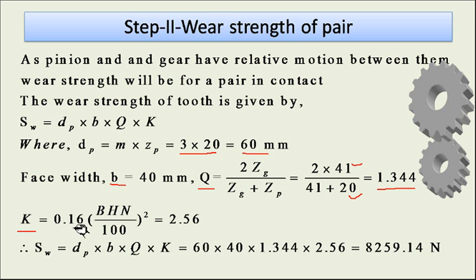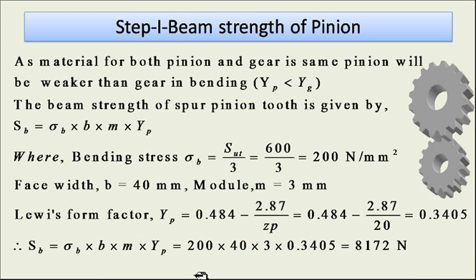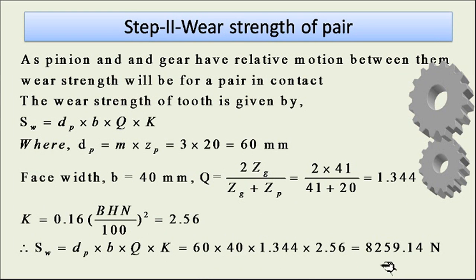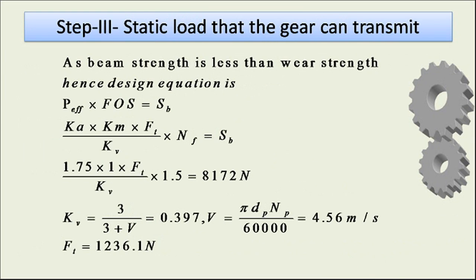And load stress factor K is 0.16 into BHN by 100 bracket square, so it is coming out to be 2.56. If I put all these values here, that is dP, B, Q and K, I will be getting the value as 8259.14. Here if I compare the beam strength and the wear strength, it is 8172 Newton beam strength and 8259.14 as wear strength. So beam strength is less than the wear strength. We will specify here that as the beam strength is less than the wear strength, the design equation will use the beam strength only. So the product of effective load and factor of safety will be equal to beam strength.